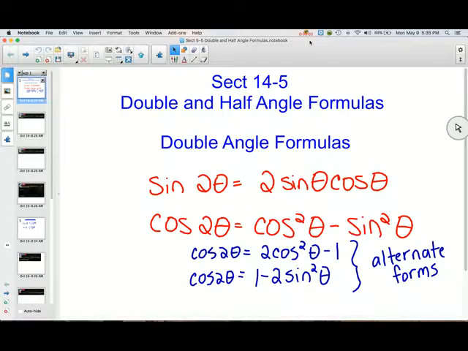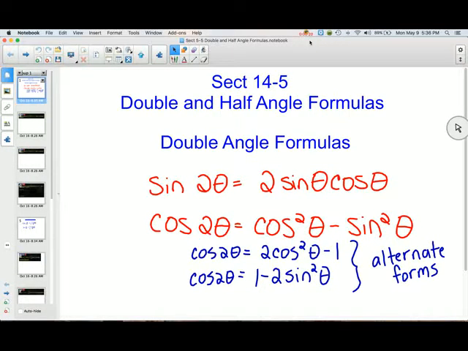Okay, we're going to talk about the double angle formulas. I know it says double and half, but I think I'm just going to concentrate on the double angle formulas in this video. And they're just listed here. So we did an activity in class that kind of developed sine 2 theta and cosine 2 theta.